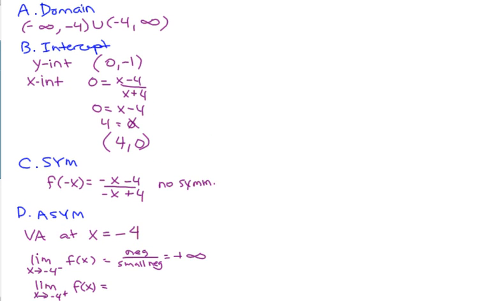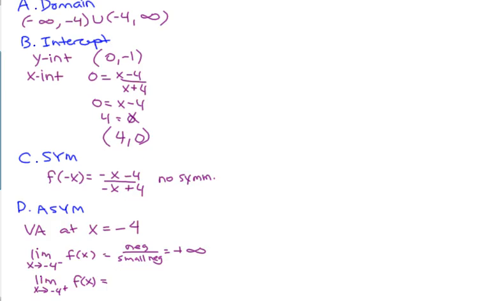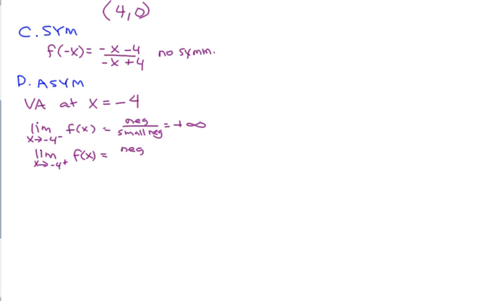Okay, negative 4 from the right. So now from the right is negative 3.999. So still a negative over a small positive, which gives us a really, really big negative number.